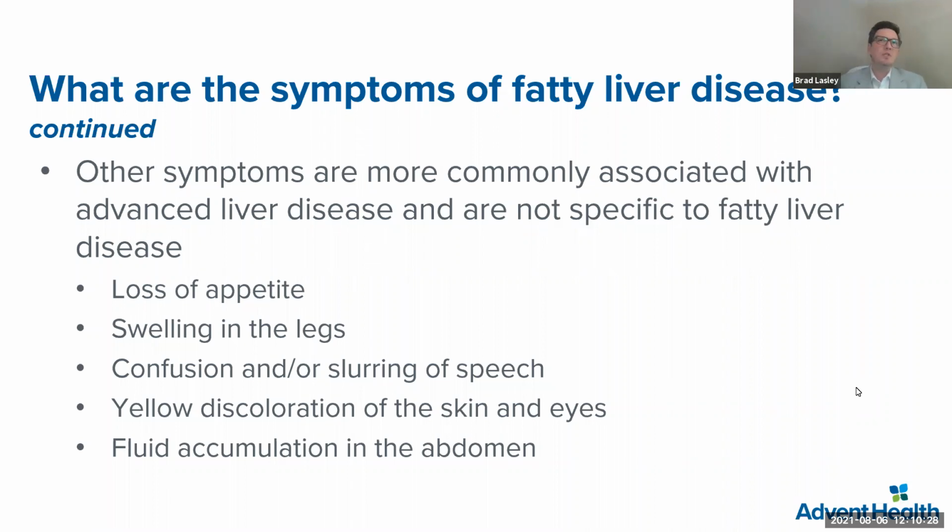So if you have fibrosis stage 3 as a result of the inflammation that's led to scarring from fat, or fibrosis stage 4, you likely will develop more symptoms such as loss of appetite, swelling in your lower extremities or your legs, confusion or slurring of your speech, yellowing discoloration of the skin and the eyes, fluid accumulation in the abdomen, also known as ascites. But again, these symptoms are associated directly with advanced liver disease. So the symptomology usually presents itself as a result of advanced liver disease and not the fat accumulation itself. The fat is the culprit, but that's caused advanced disease, which has led to symptoms.